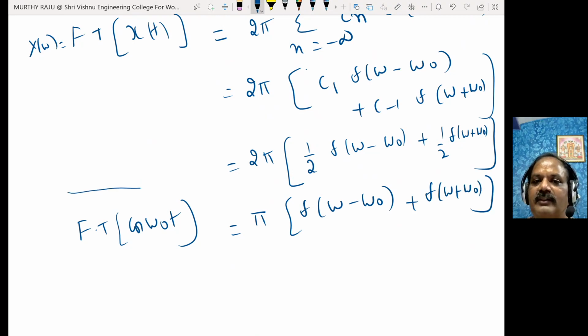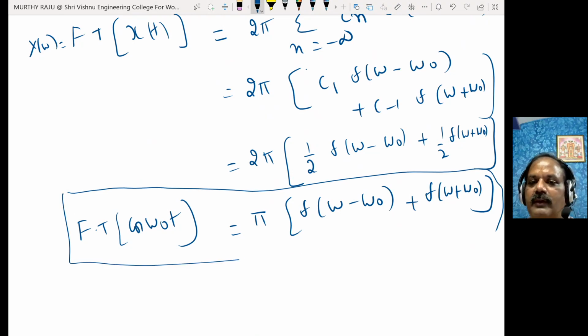With this, the derivation is completed. This is the Fourier transform of cos omega naught t: pi times delta of omega minus omega naught plus delta of omega plus omega naught.